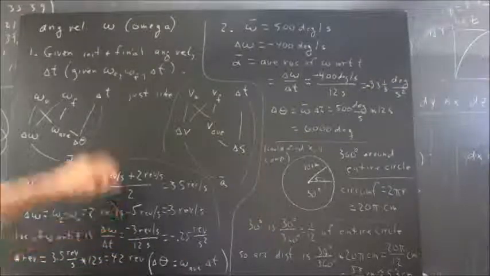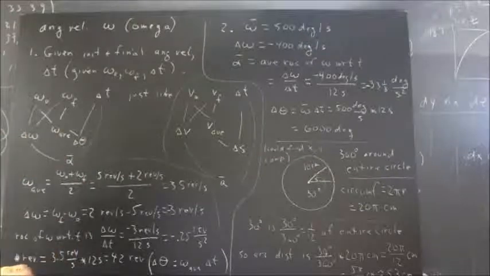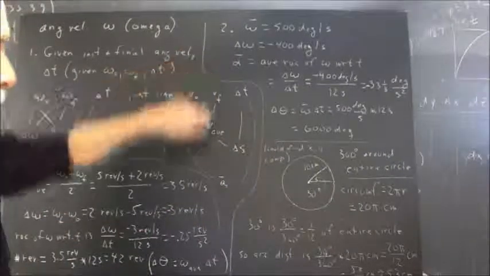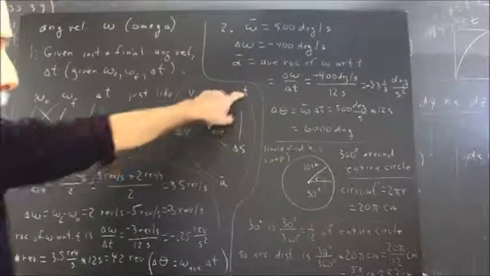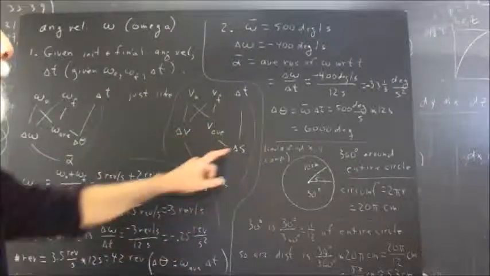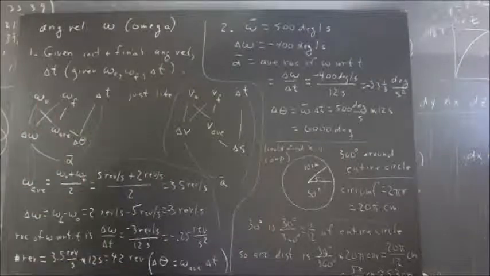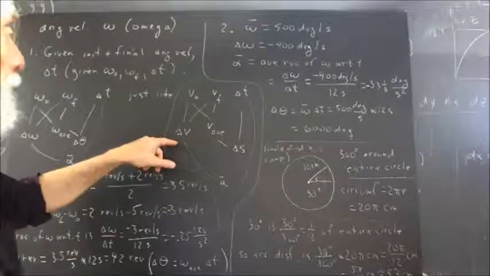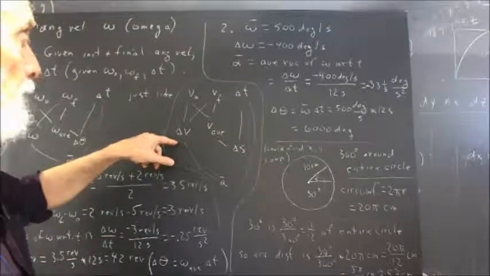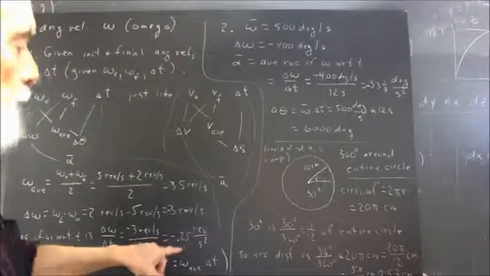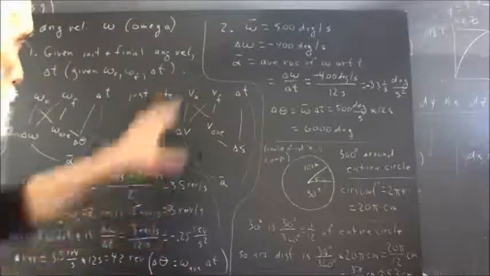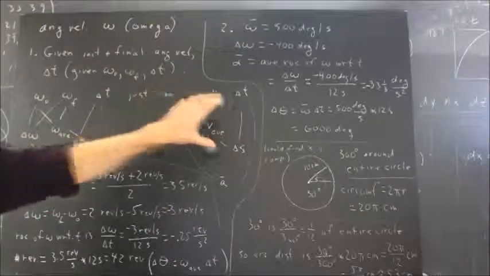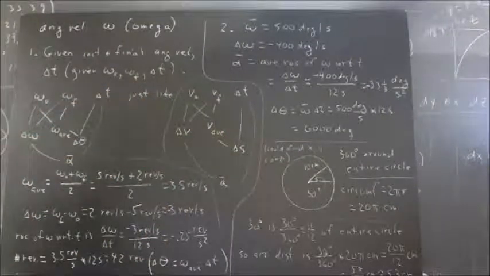Now, if instead of 5 revolutions per second and 2 revolutions per second, this had been 5 meters per second and 2 meters per second, we would have reasoned it out over here. 5 meters per second, 2 meters per second, averages 3.5 meters per second, multiplied by 12 seconds, you get 42 meters instead of 42 revolutions. Nothing wrong with that. And your delta V would be -3 meters per second, and you would divide that by your delta T, and you would get -0.25 meters per second squared. There's a complete correspondence between the way you reason out velocity and the way you reason out angular velocity.